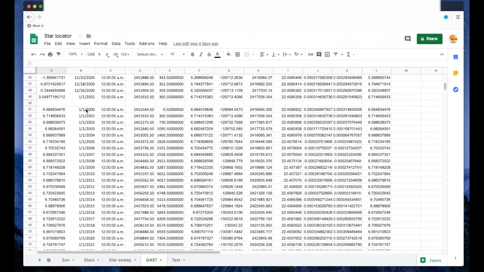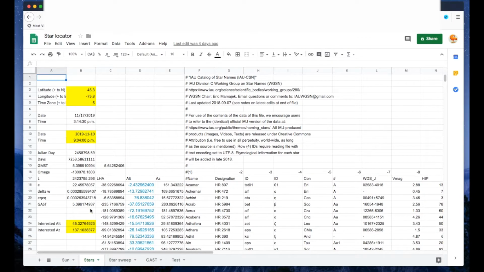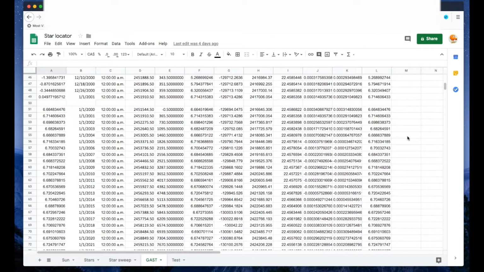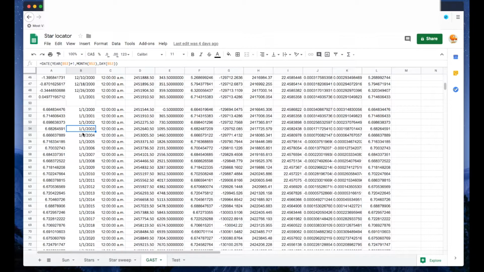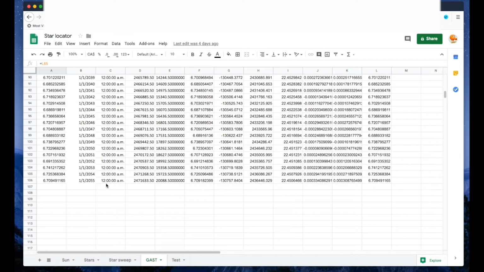And I started with January 1st of 2000 at midnight. And this is all expressed in GMT time. And I used those exact same formulas that I had used in here to generate this value here. So this is really this column over here. I just copied it over here so that each line starting from the year 2000 is January 1st of that year. And this represents the Greenwich apparent sidereal time all the way to 2055.